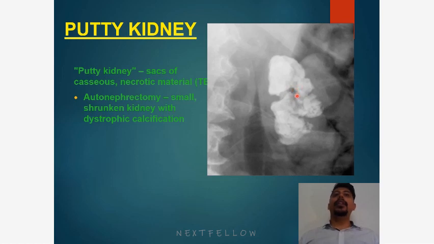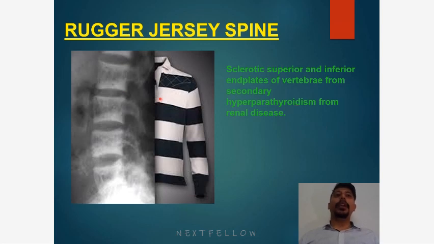Putti kidney. It is an autonephrectomy, as we know. It is seen in tuberculosis. Characteristic feature of tuberculosis: a small shrunken kidney with dystrophic calcification with caseous and necrotic material gives the appearance of the Putti kidney. Rugger jersey spine, as we have seen, is seen in renal osteodystrophy or hyperparathyroidism, with sclerotic superior and inferior end plates of the vertebra.